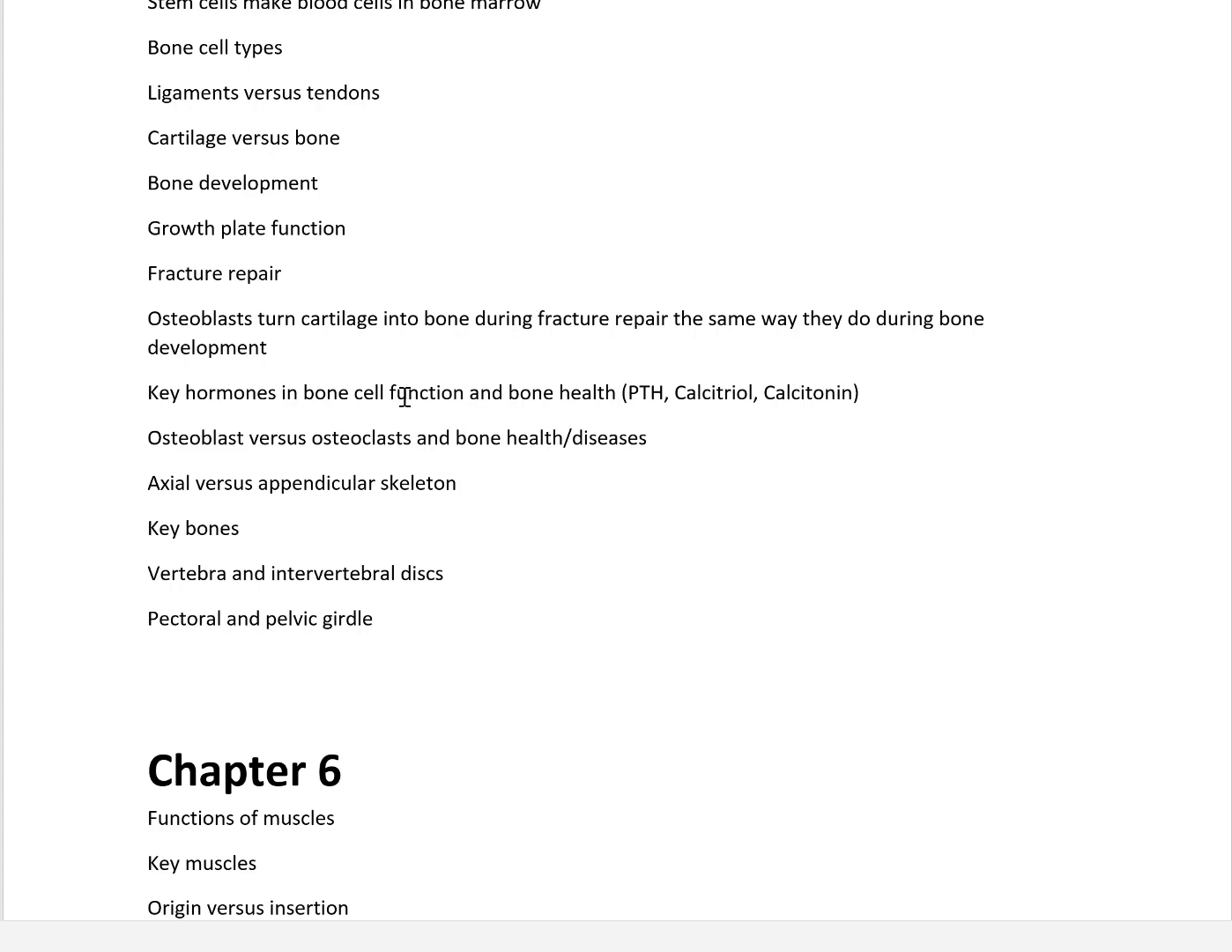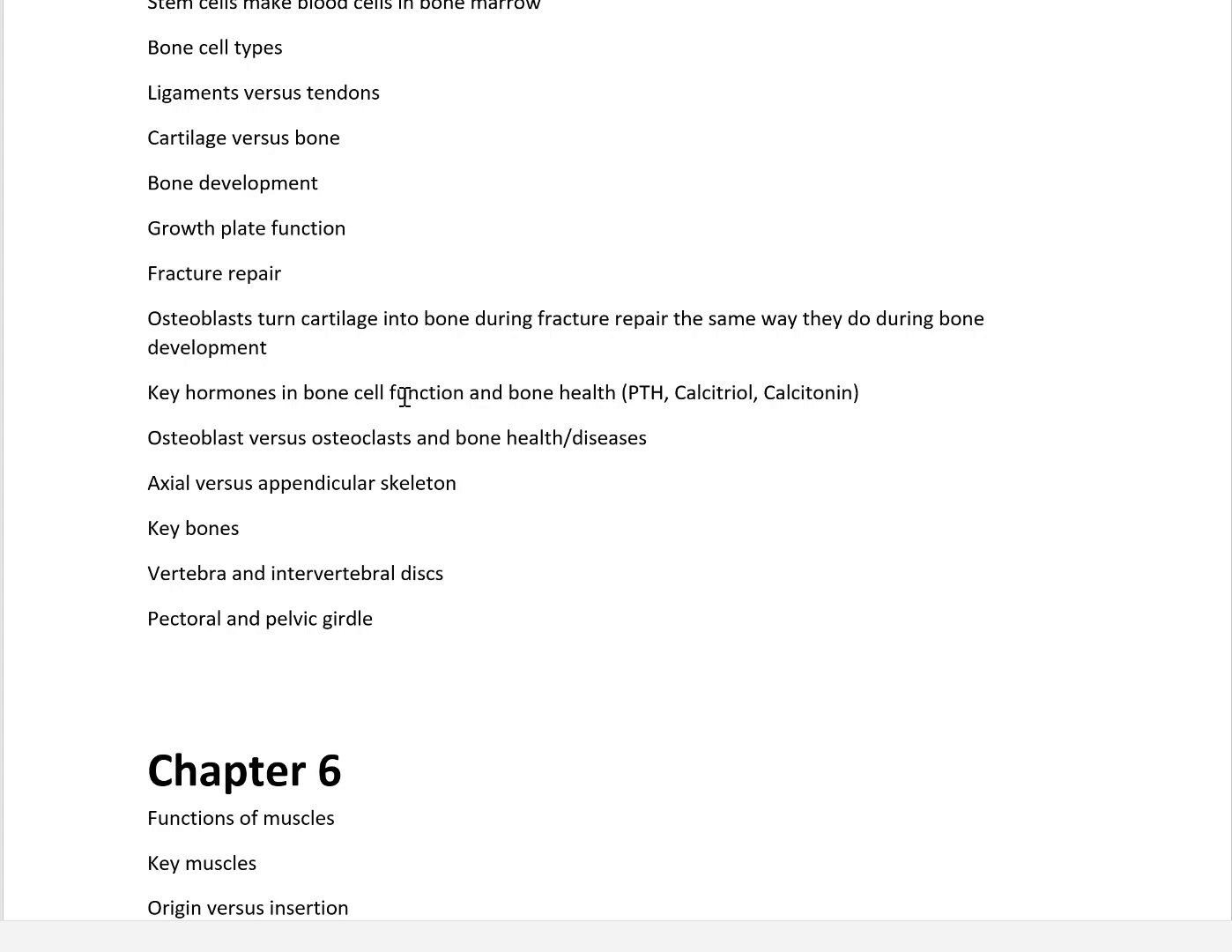All right. What are the key hormones in bone cell function and bone health? We'll cover all the hormones in Chapter 13 at the bottom of this review, but you have three major hormones that play a role in bone cell function and bone health: PTH, which is parathyroid hormone, calcitriol, and calcitonin.